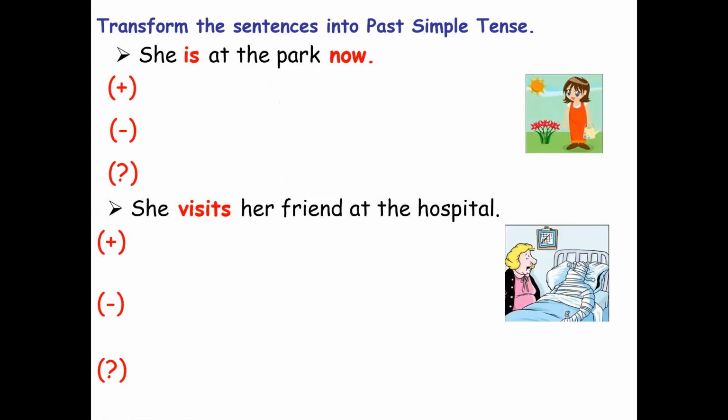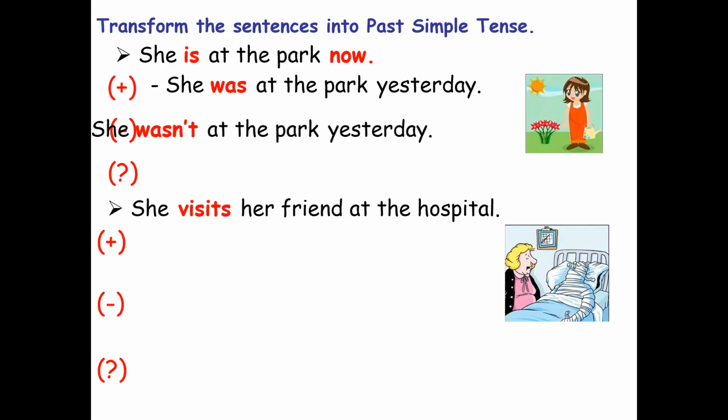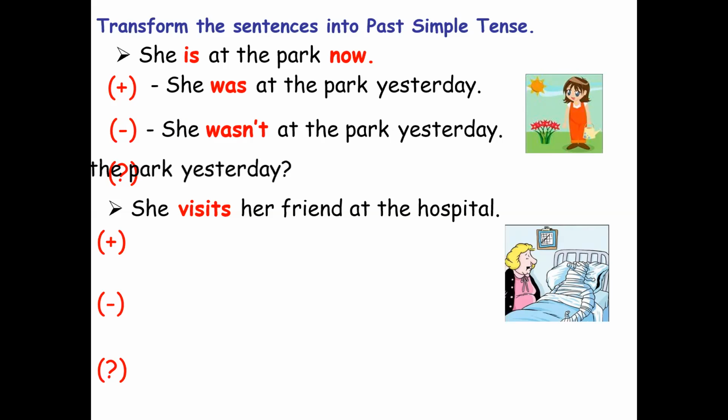I have some questions now for you. Look, we transform these sentences. She is at the park now. She was at the park yesterday as affirmative. She wasn't at the park yesterday as negative. Was she at the park yesterday?